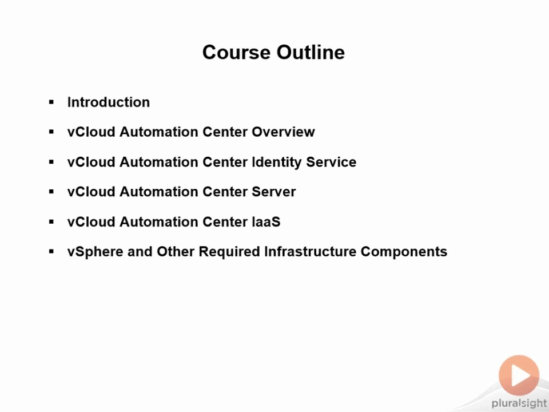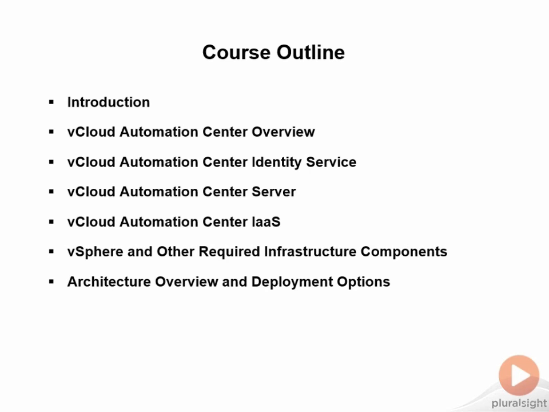Next, we'll look at vSphere and other required infrastructure components. Now, while vCloud Automation Center is a standalone product, it does require an interface with a lot of the other vSphere ecosystem products. So we'll look at what those are, how it talks to those, and then also some required infrastructure components in the background, such as DNS and NTP, that are required to keep this machine running at a well-oiled pace.